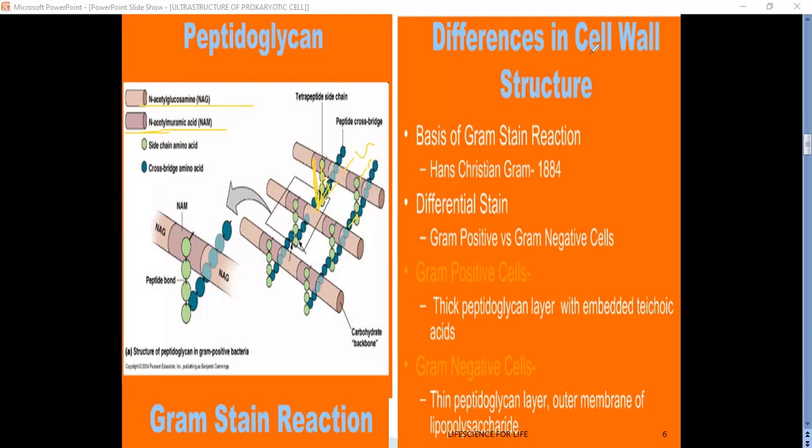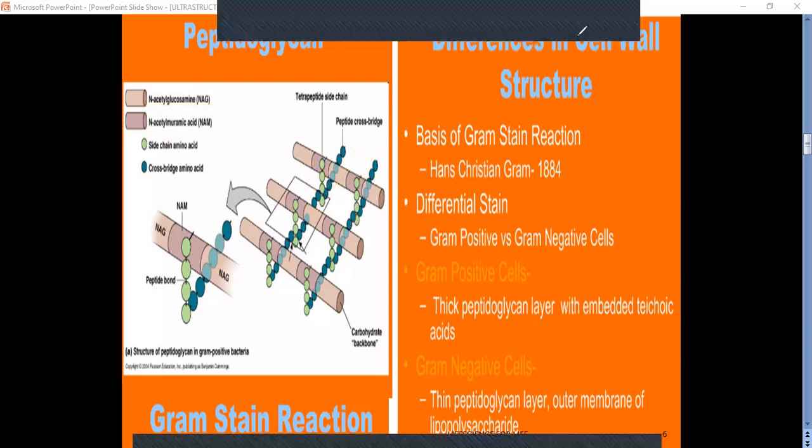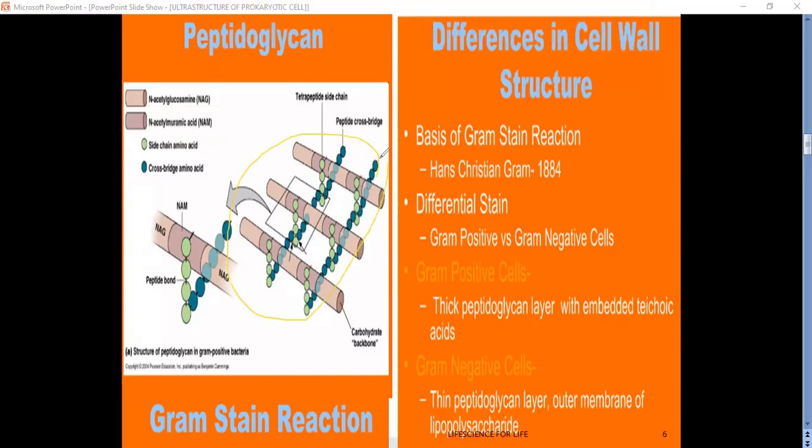So in this way, by forming a dense network, the cell wall is a very composite network of peptidoglycan, which is highly resistant to most infections and most antibiotics. And this is the area we are targeting to get antibiotics for our health purposes.